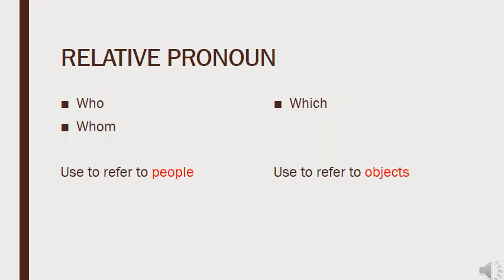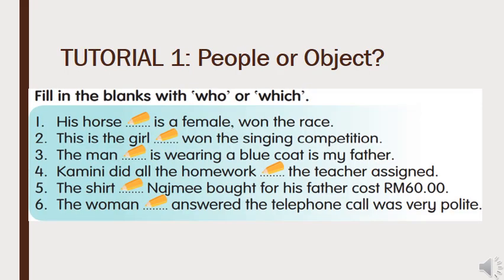Therefore, from the sentences just now, we can classify that the relative pronouns who and whom are used to refer to people, while the relative pronoun which is used to refer to objects. For further understanding, let's do this tutorial together. In this tutorial, we will identify whether to use who or which based on the subject given in the sentence.